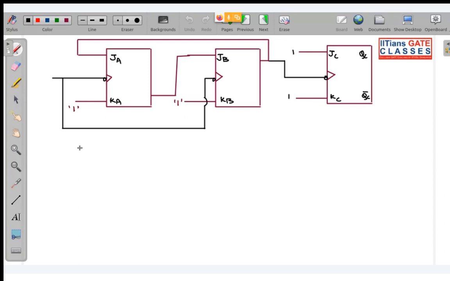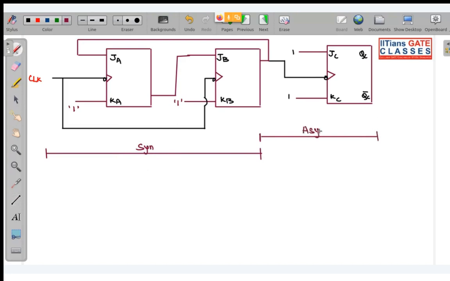Asynchronous. Okay. So why this is asynchronous: if this is your external clock, these two flip-flops are getting the same clock. So this is synchronous. And over here you can see the clock pulse is being taken from this B flip-flop. So this is asynchronous. That means this is a combination of synchronous and asynchronous counter. Up to this point, it is your synchronous counter. And from here to here, this is your asynchronous counter.